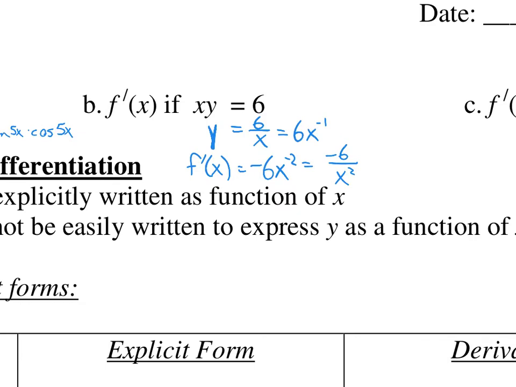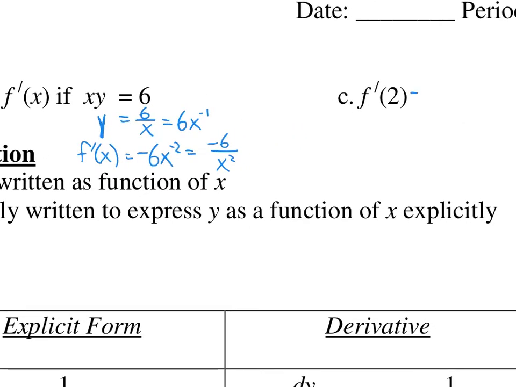Now, at this point, we could go ahead and evaluate. If it's f prime of 2, what's our answer? Yeah, negative 6 over 4, which is negative 3 halves. But what we see here is the difference between what we call an explicitly defined function and an implicitly defined function. Here, this xy equals 6 is what we call an implicitly defined function. Y is a function of x, but it's not solved for y. It's implicit. Explicitly defined would be when it's already solved for y. Y is 6 over x.